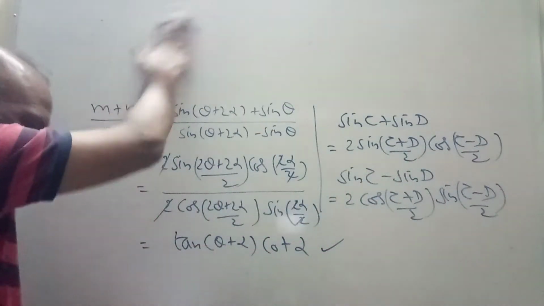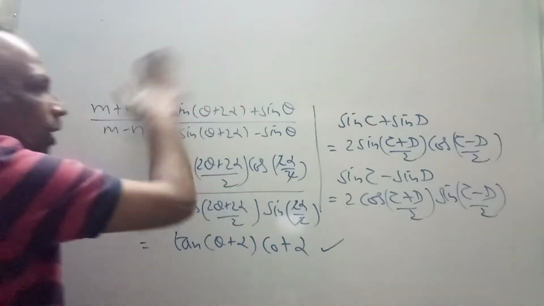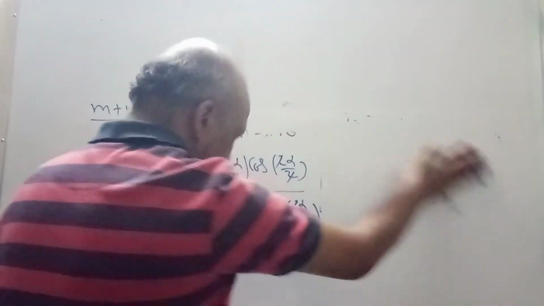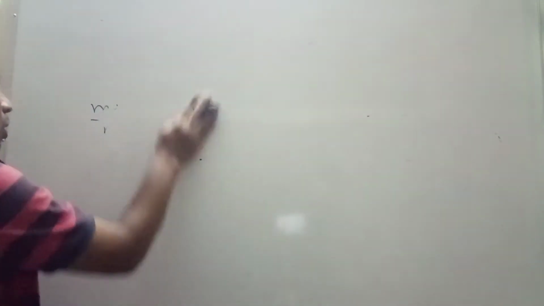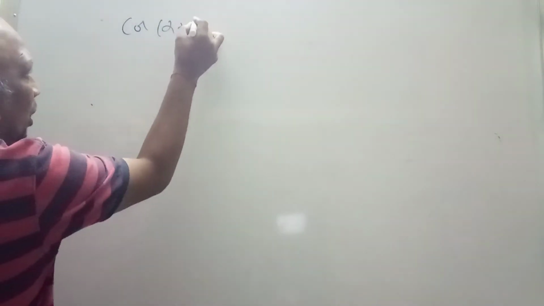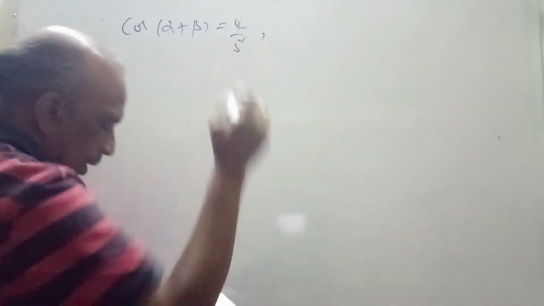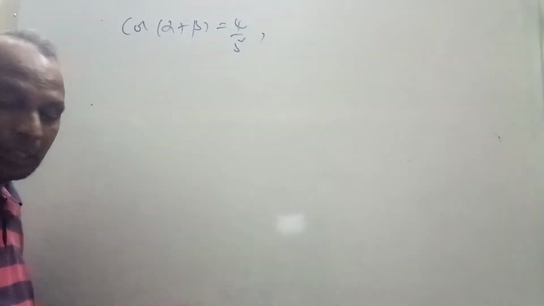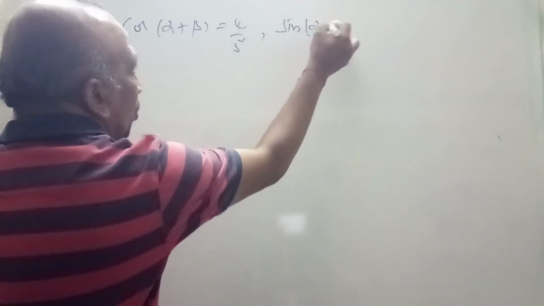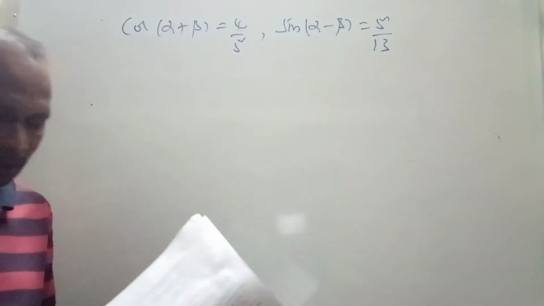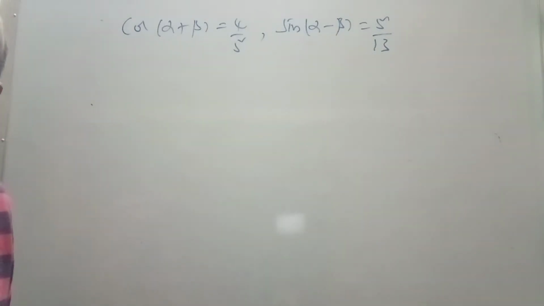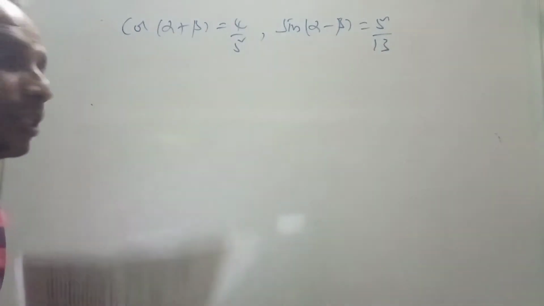The next problem is, you can think, if cos of alpha plus beta is equal to 4 by 5, and they are given sin of alpha minus beta. Sin of alpha minus beta is equal to 5 by 13. They are given these two values.